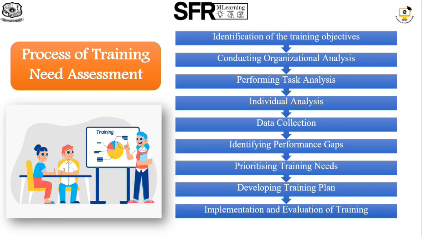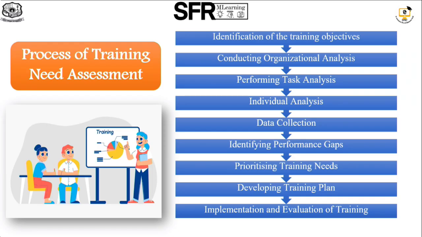Third step, performing task analysis. It involves analyzing the specific tasks and responsibilities associated with different job roles within the organization. The knowledge, skills and abilities required to perform these tasks effectively are identified. Task analysis helps in understanding the job requirements and identifies the training needs after thoroughly analyzing the job in knowledge and skill.